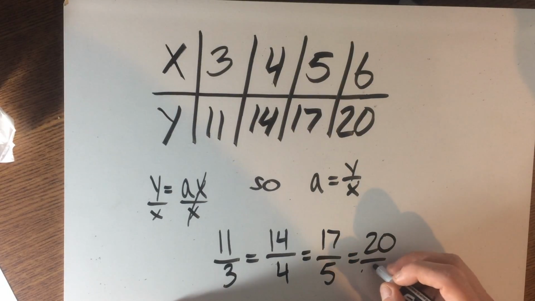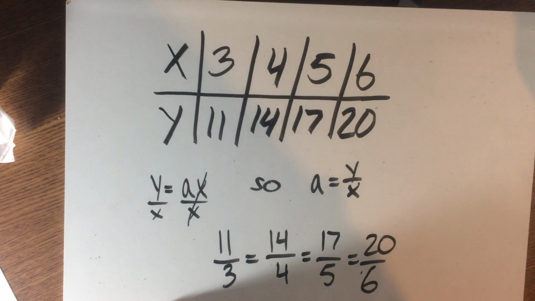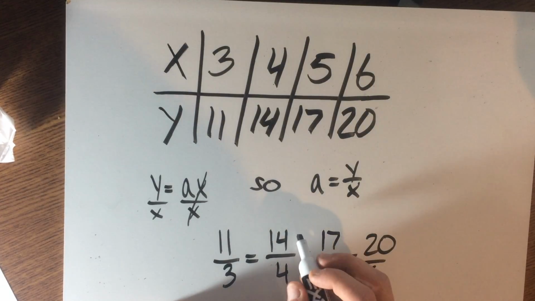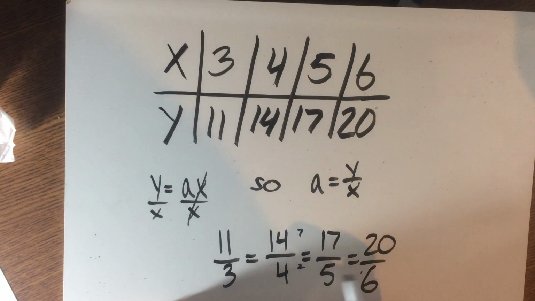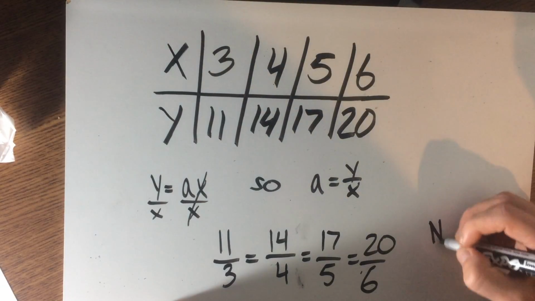So if this was direct variation, all of these ratios would be equal. So let's see if this can be simplified at all. 11 over 3 cannot, 14 over 4 can, but this would just end up being 7 over 2, still not equivalent. Okay, so these are not equivalent fractions, therefore this is not direct variation.